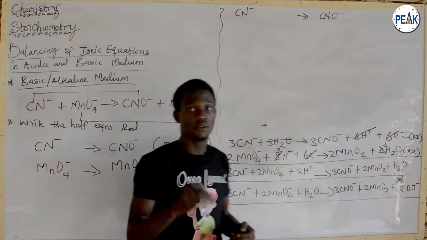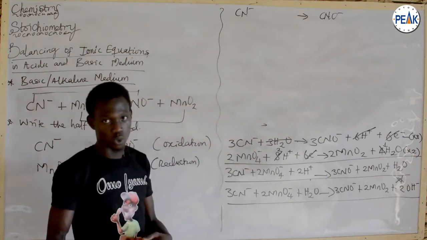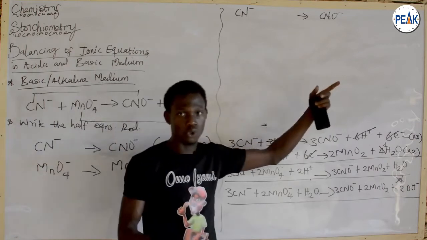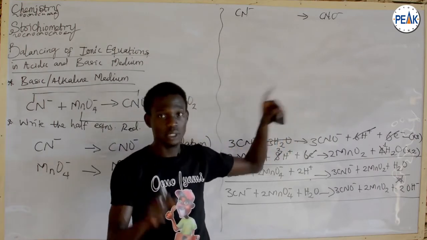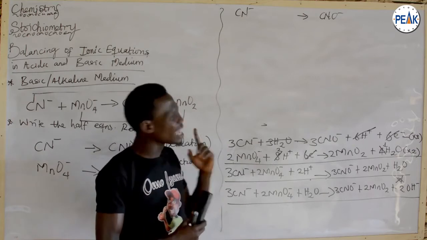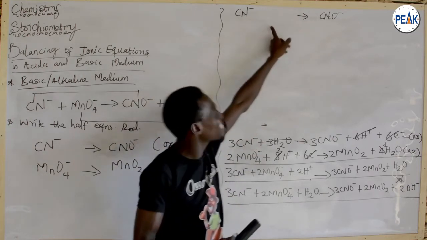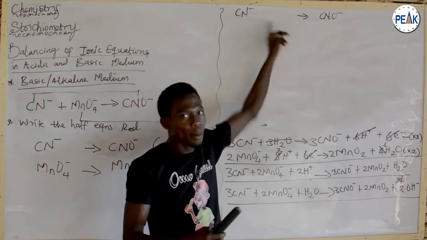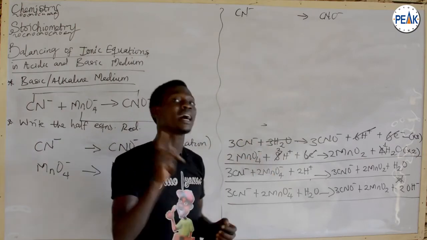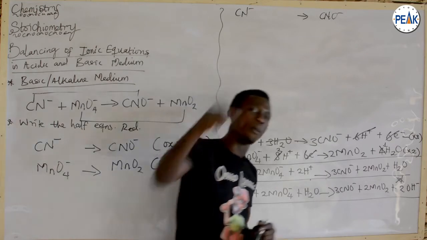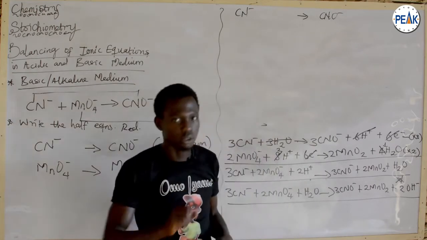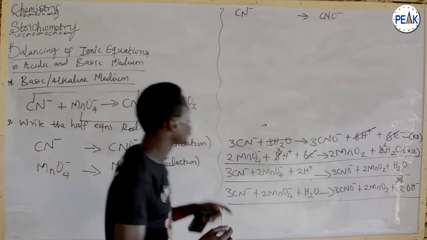Don't forget, for acidic medium, we balance oxygen with water. For basic medium also, we are going to balance oxygen with water. But the difference here is that for acidic medium, we added the water on the side that has the lesser amount of oxygen. But for basic medium, we are going to add that water to the side that has more oxygen. I believe this is clear. So let's play.